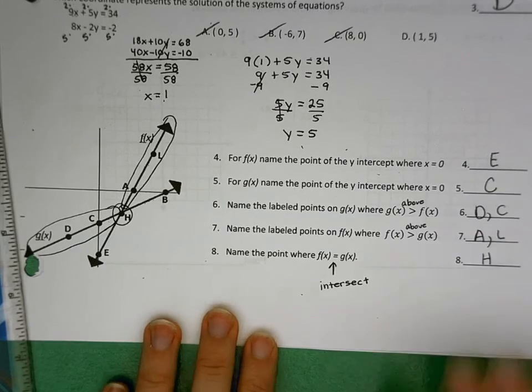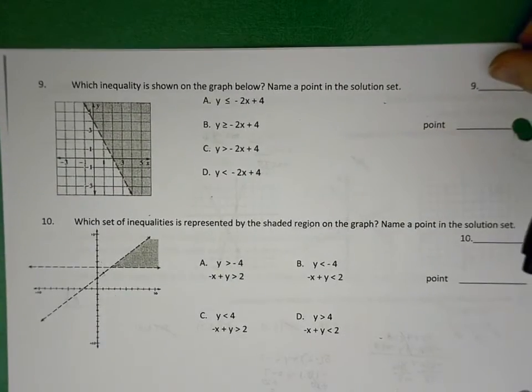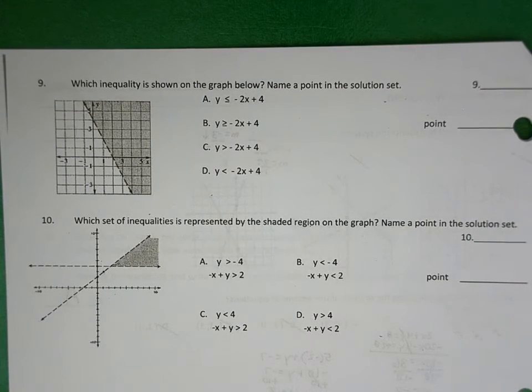Okay, moving on. We've got number 9 here. Number 9 asks, which inequality is shown on the graph below? Name a point in the solution set. Okay, so we've got A, B, C, and D.